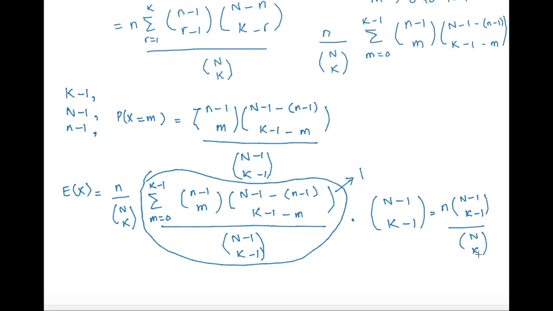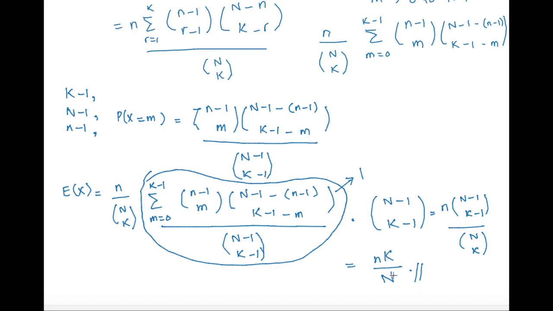So then again, if you use the basic definition of combination, then you will end up with n times k over N. Okay, so this is actually the mean of a hypergeometric random variable with parameters N, k, and n.